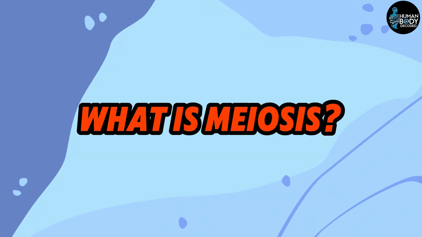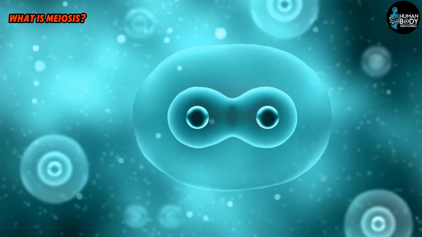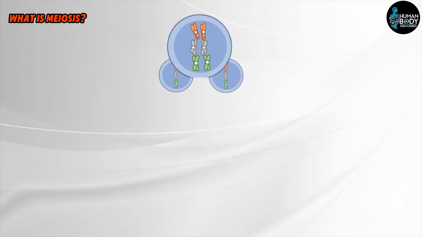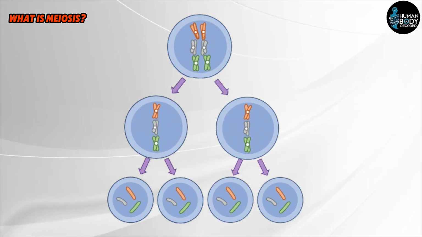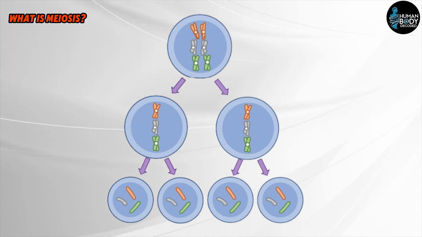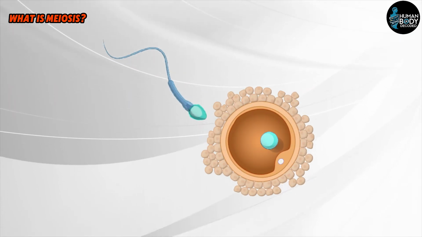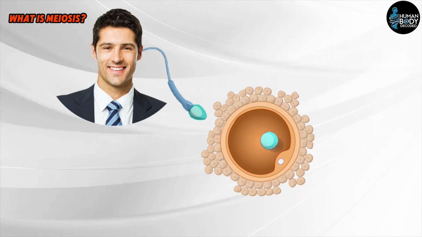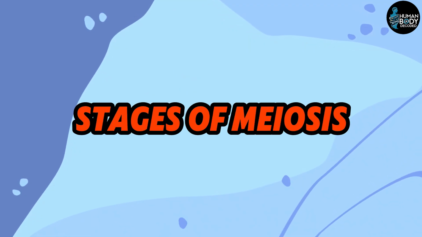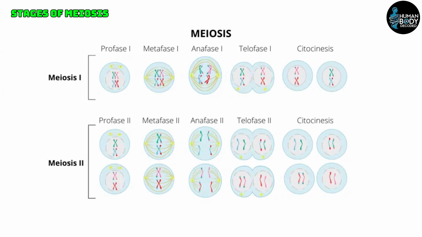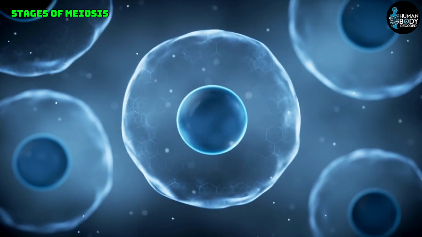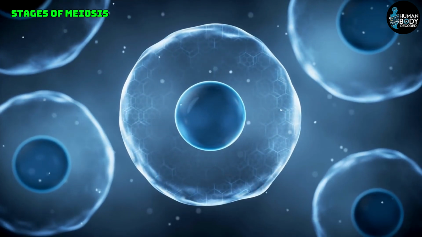What is meiosis? Meiosis is a specialized type of cell division that results in the production of four non-identical daughter cells and reduces the chromosome number by half in each daughter cell. These cells are known as gametes, sperm in males and eggs in females. Stages of meiosis. Meiosis is broken down into two main stages, meiosis I and meiosis II. Each of these stages has its own series of phases.